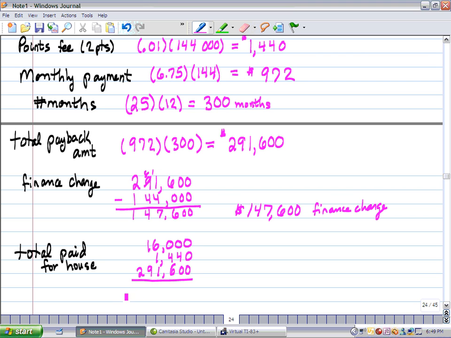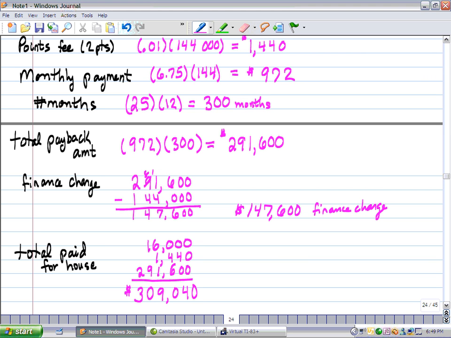Okay, so we've got what? $309,040. So in the end, because I had to borrow money, how much did I end up paying for this $160,000 home? $309,040. That's how much I ended up paying.